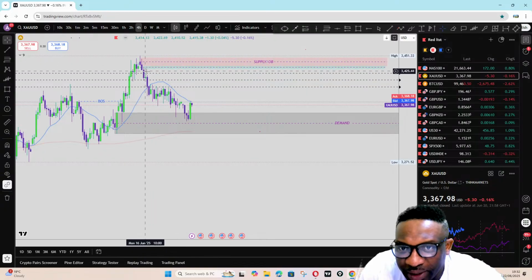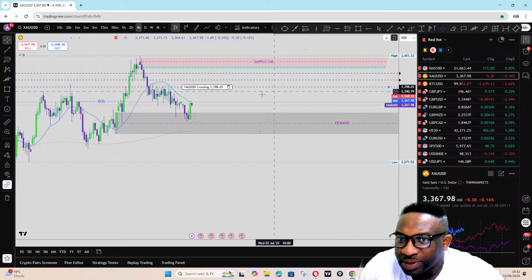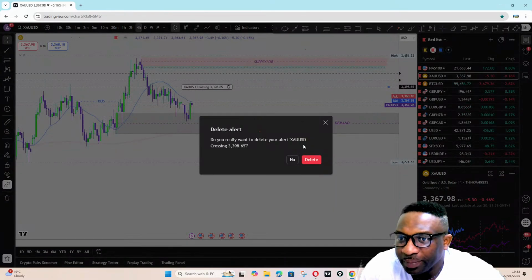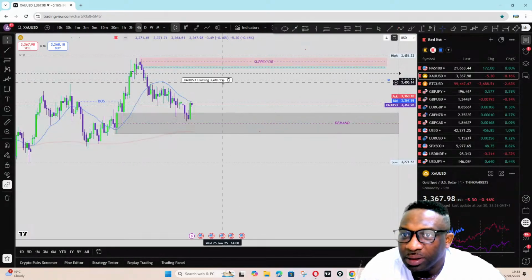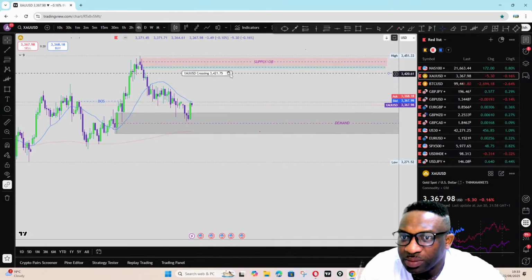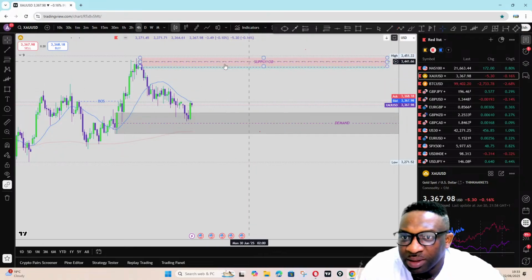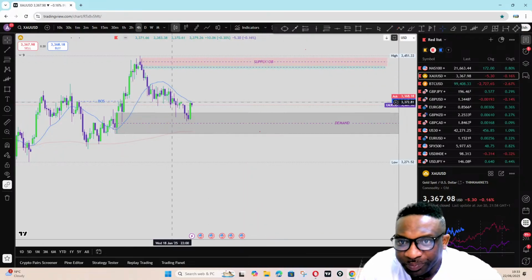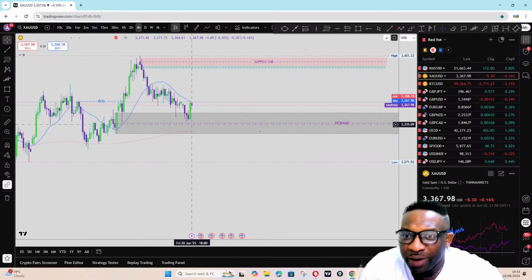There's another area there. But more interesting, let me remove this that I put there. Delete. I placed some alerts there last week to notify me once price gets to that area. So now we have price trading into this area of interest.